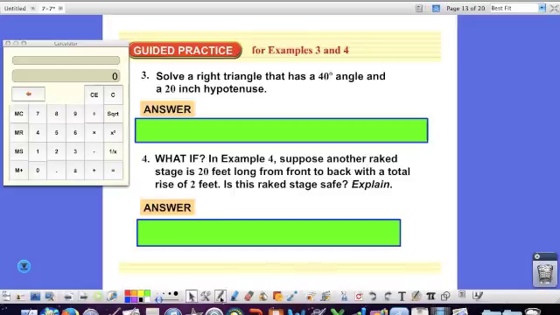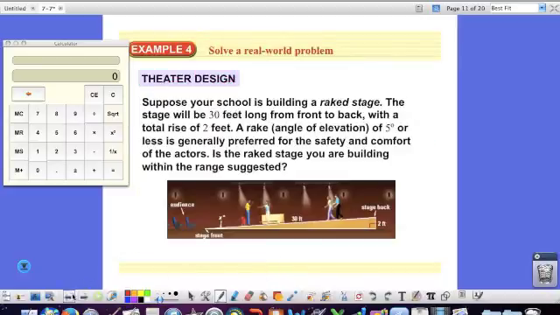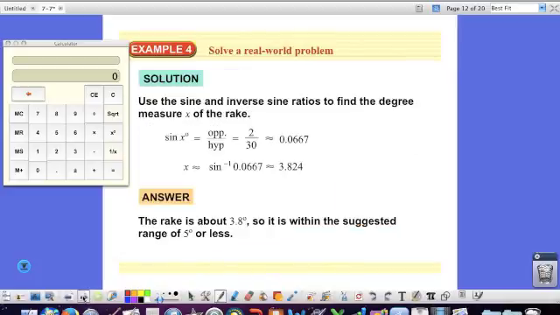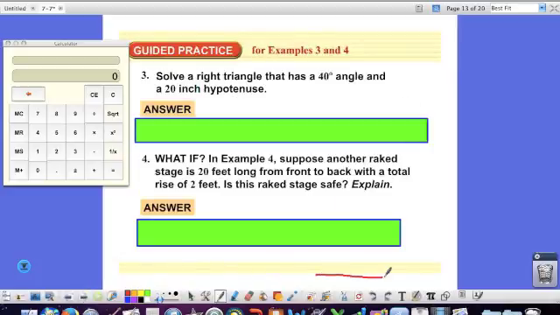Now, in example 4, what if another rake stage is 20 feet long from front to back with a total rise of 2 feet? So let's look back at this one. This was 30 feet from front to back. So now this hypotenuse is only going to be 20, and this is going to be 2. So I want this angle measure. That's opposite divided by hypotenuse.